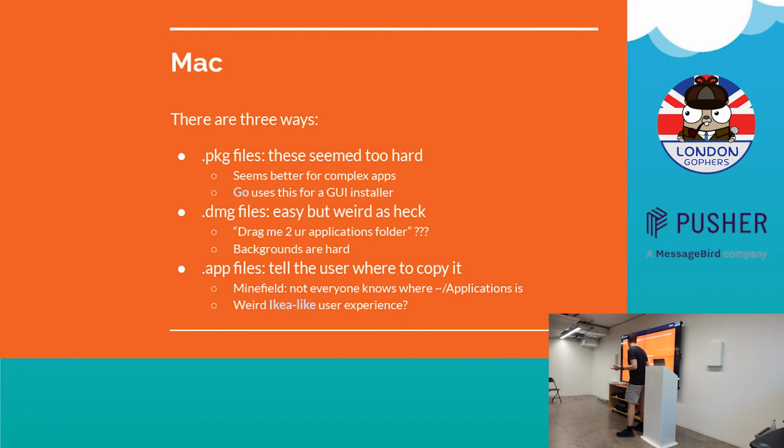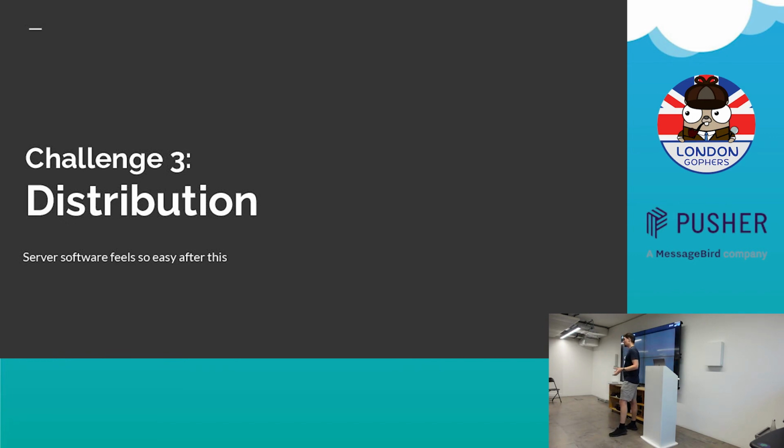People don't really usually know what that is. It's kind of a crappy user experience. Kind of like going to IKEA: you buy a table, you've got to assemble it yourself. It's almost as bad as compiling open source. So, yeah, I decided to do a DMG.